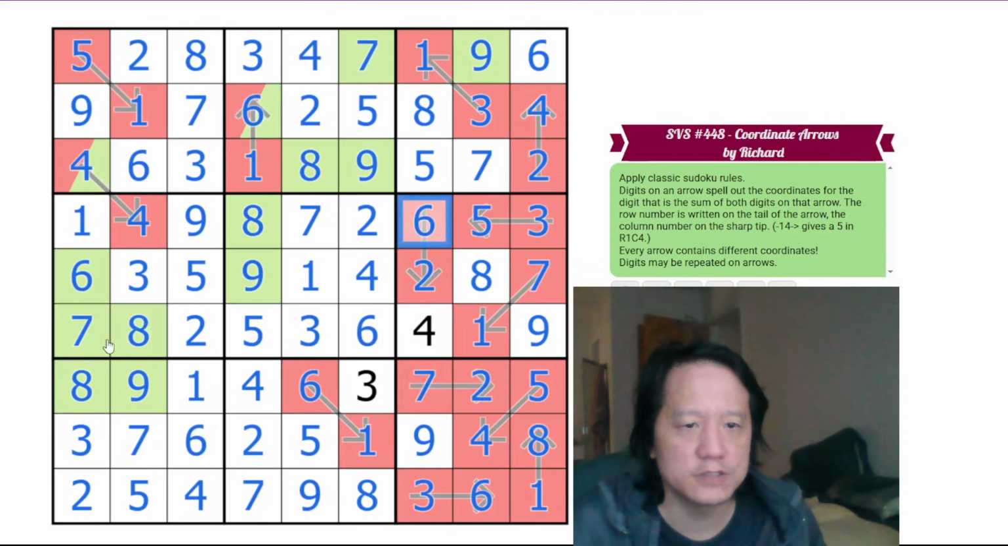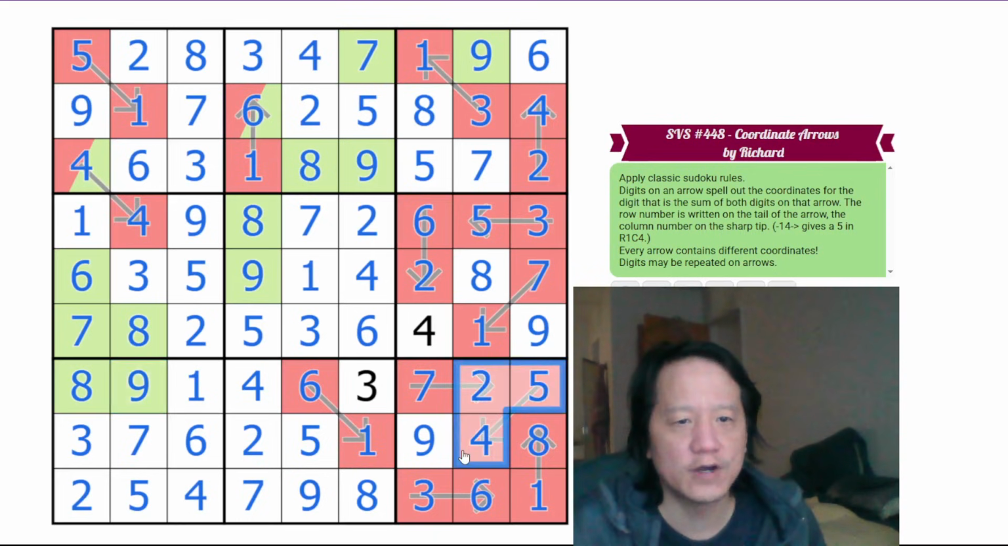Row 6, column 2 is an 8. Row 3, column 5 is an 8. Row 7, column 1 is an 8. Row 6, column 1 is a 7. Row 7, column 2 is a 9. Row 5, column 4 is a 9. Row 1, column 8 is a 9. And row 3, column 6 is a 9.